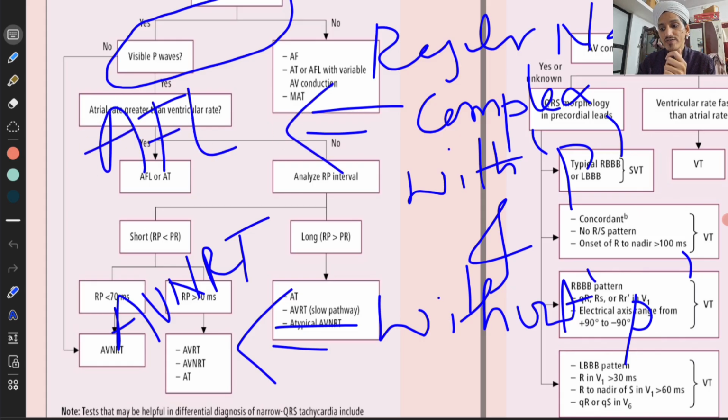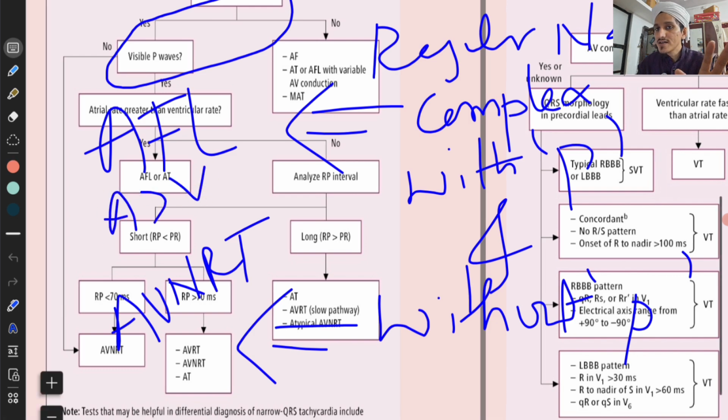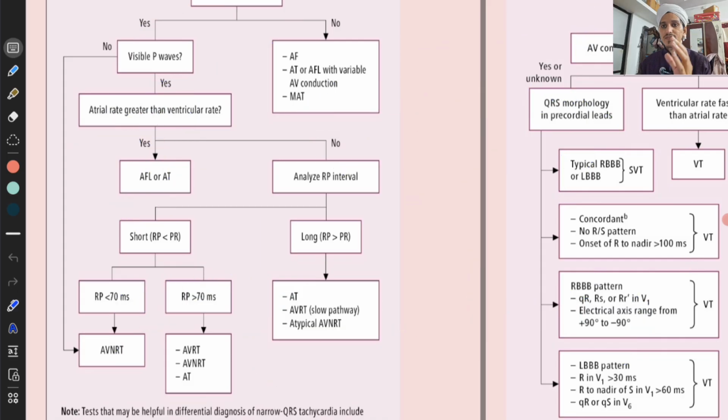Okay, how will we exclude? If the atrial rate is more than the ventricular rate, then it is atrial flutter. If it is not like that, then it is a regular narrow complex tachycardia with P waves, and you need to evaluate further. Without P waves, it is directly AVNRT. So first you exclude atrial flutter by calculating the atrial rate and ventricular rate.